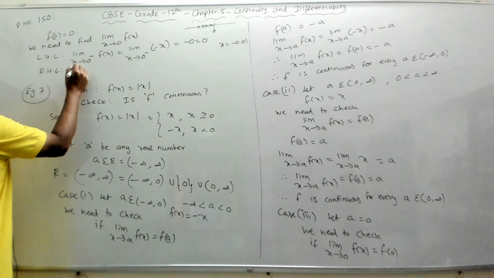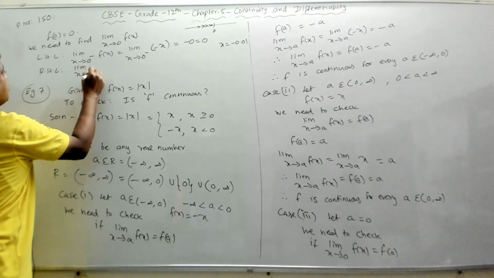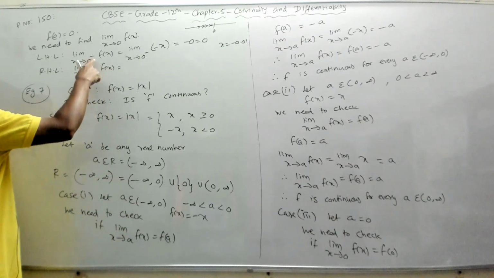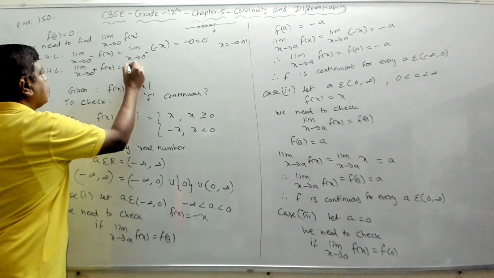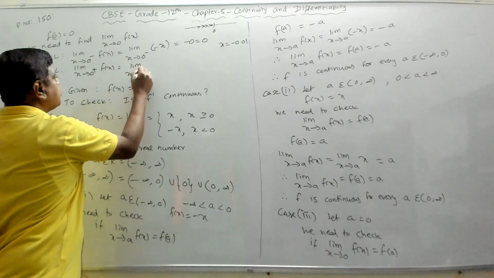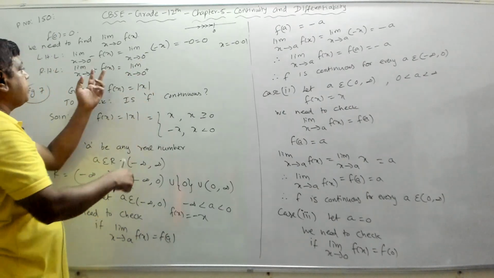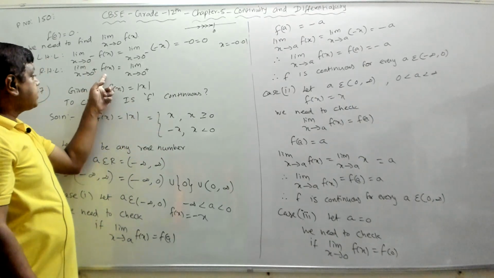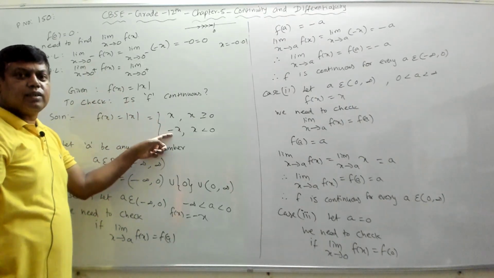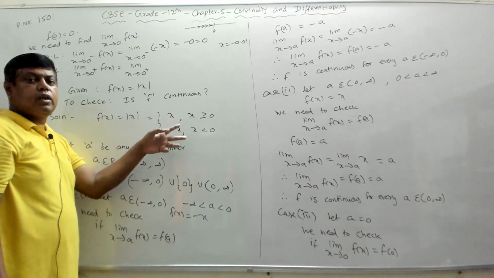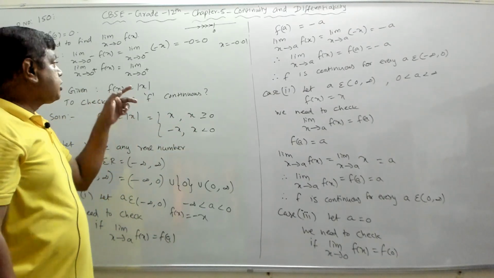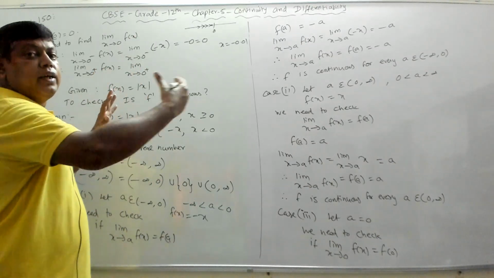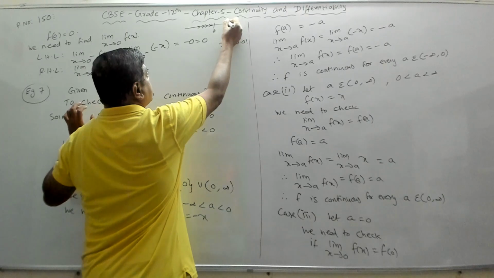Now we must find the right hand limit, RHL. What is RHL? That is the limit as x goes to 0 plus of f of x. Left hand limit means 0 minus, right hand limit means 0 plus. So that is equal to the limit as x goes to 0 plus. Now f of x. Which function will we substitute, x or minus x? To decide whether I have to put f of x as x or as minus x, we must check the value of x. Which means x is approaching 0 through values greater than 0, positive, or from the right side of 0, in this direction.